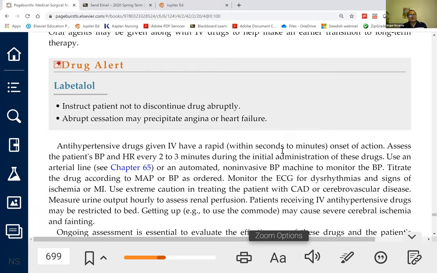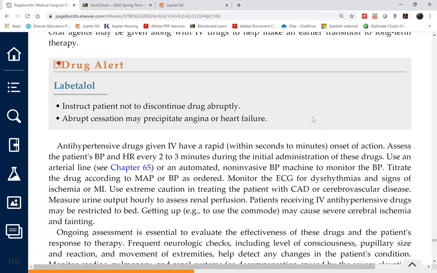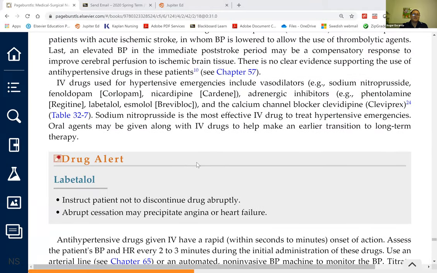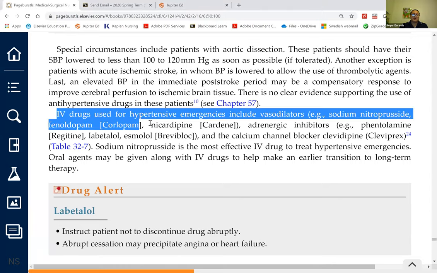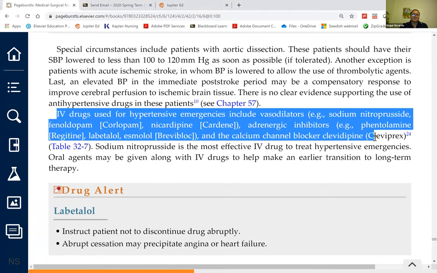It's now IV, because the chances are the patient may be unconscious, so you may not be able to do anything by mouth. So make sure you have an IV access. If not, then start one, because the medications will be given IV. Labetalol is the most effective. These are other drugs. If labetalol does not cut it, meaning the patient doesn't respond to it, then these are your other options. But again, all of them are IV.